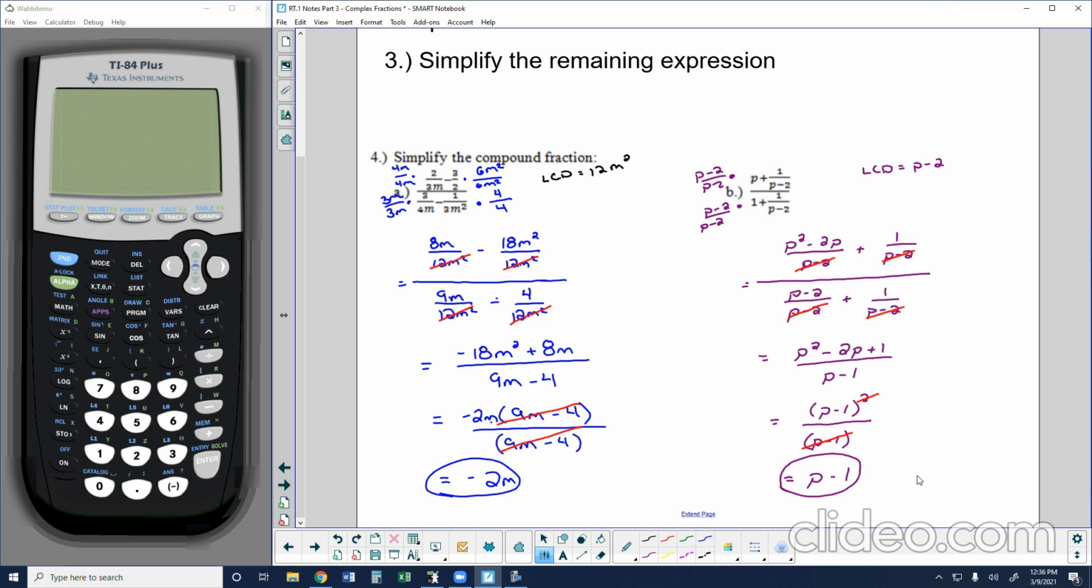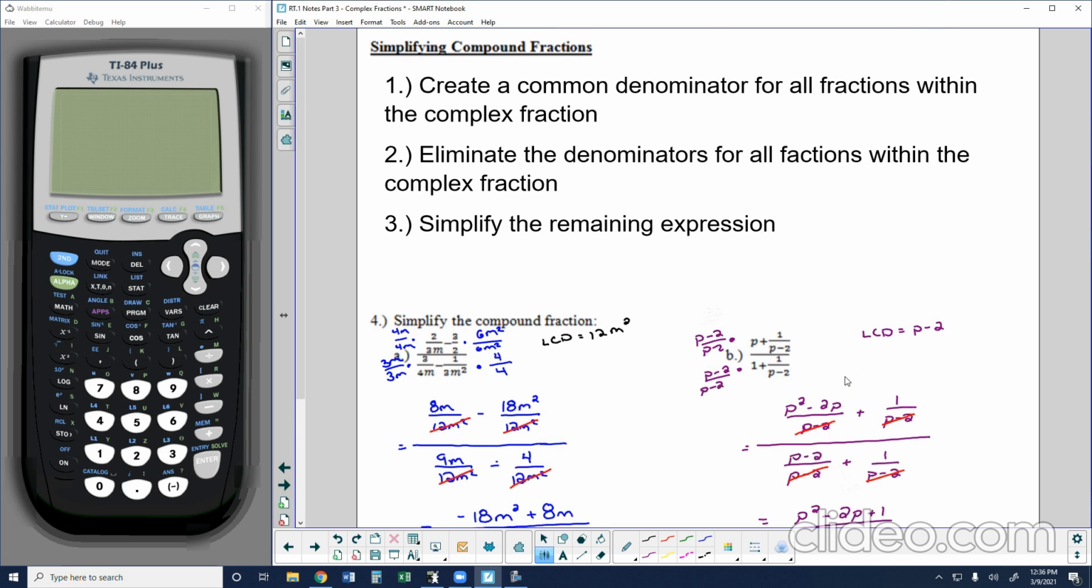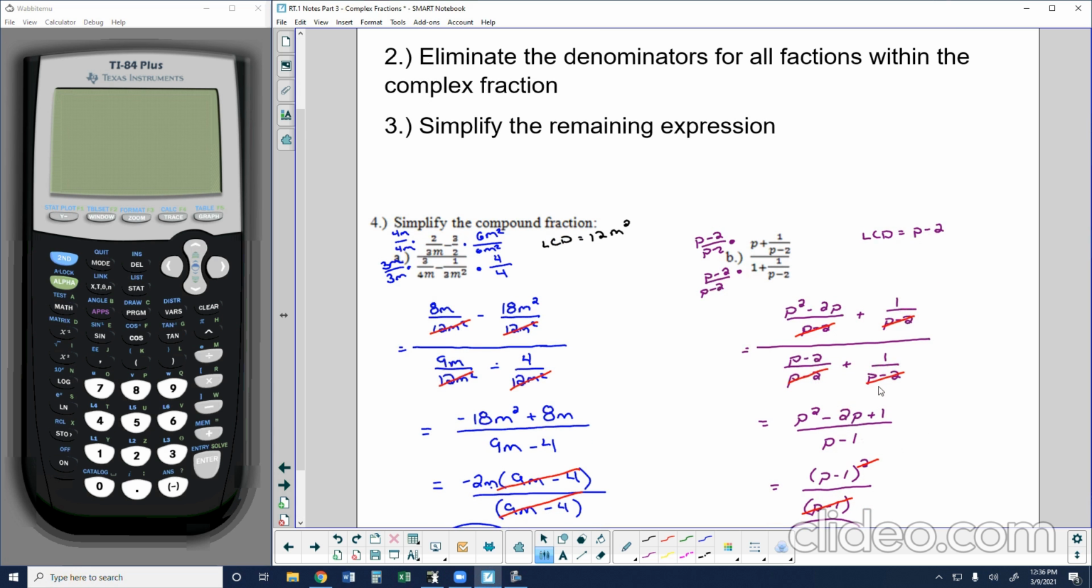So again, the process here is to first find a common denominator for each of the fractions within the complex fraction. So the ones in the numerator and the ones in the denominator, we want a common denominator amongst those. Then we can eliminate that denominator, combine and simplify the remaining expression. So it takes a bunch of fractions within fractions to create a single fraction, which we know how to simplify. So this is not the only way to deal with compound or complex fractions, but this is a method that gives you probably the quickest result.